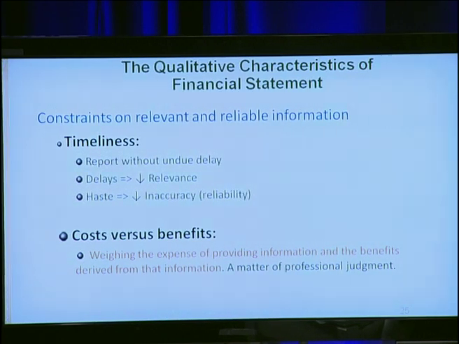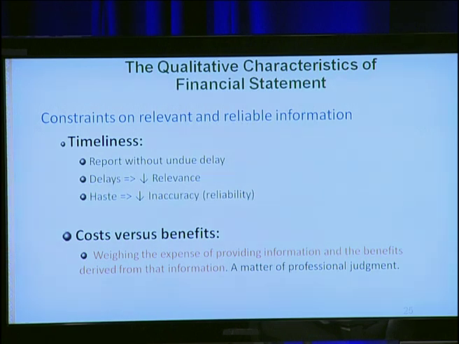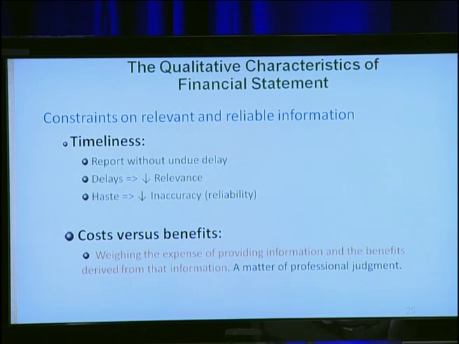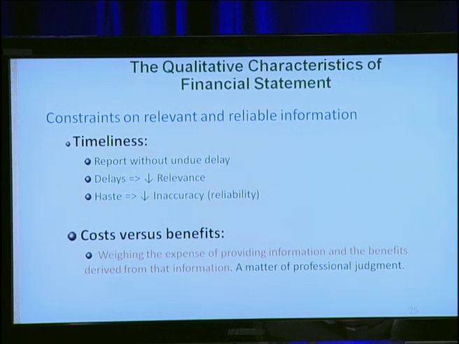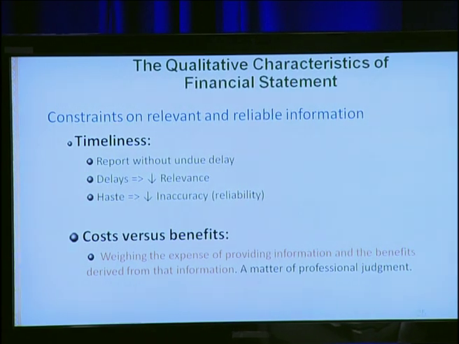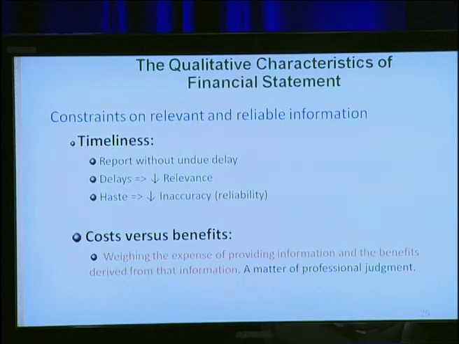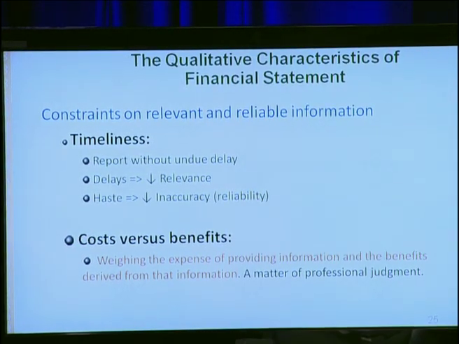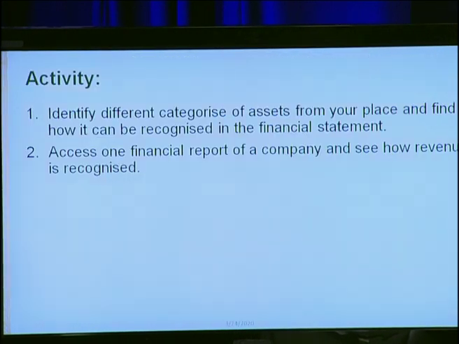Now next we have the constraints on relevant and reliable information, that is timeliness. Report without undue delay. If it is delayed, then the relevance is going to go down, and if it is rushed, again it is going to lead to inaccuracy and reliability is questionable. And the next is cost versus benefits, weighing the expenses of providing information against the benefits derived from that information, which is a matter of professional judgment.